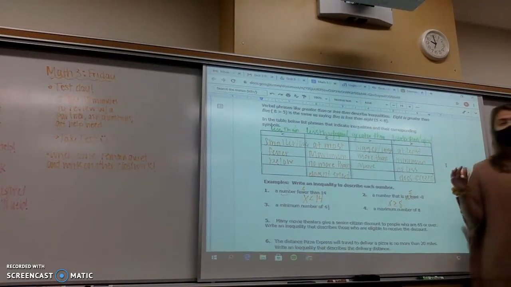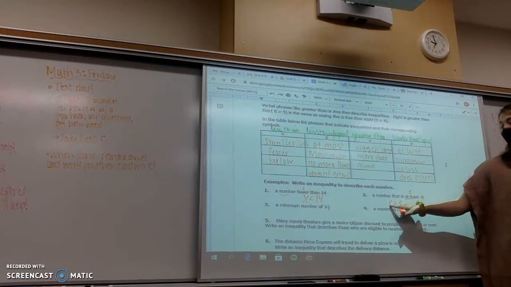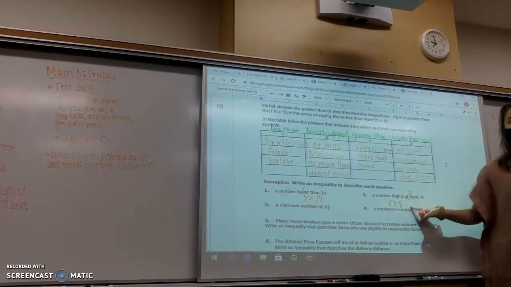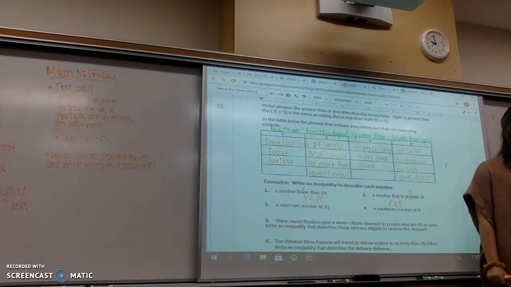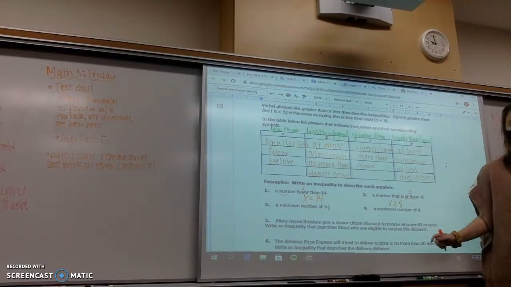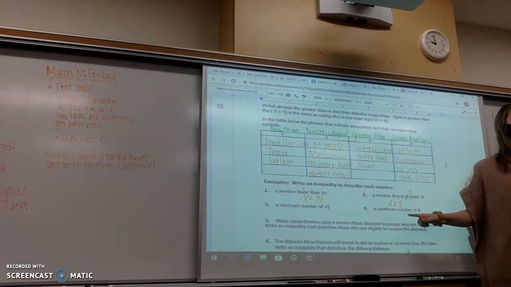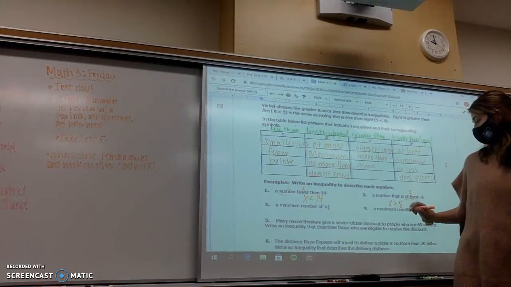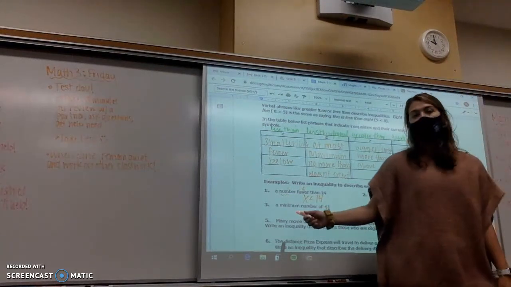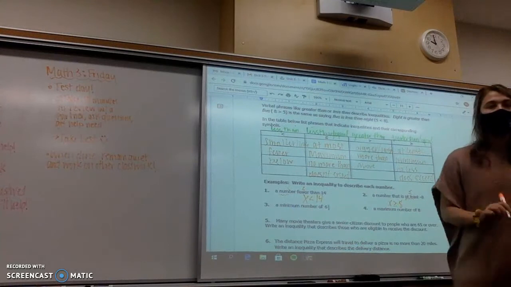Little review from yesterday. If we were to graph this on a number line, would this be an open or a closed circle? Closed. Why is it closed, Michael? Because it's equal to. Wouldn't it be negative 8? Yes, negative 8. There you go. All right, I want you guys to do 3 and 4 on your own.